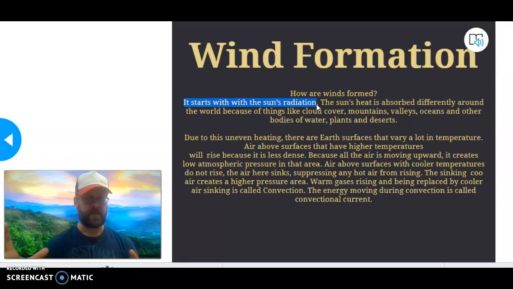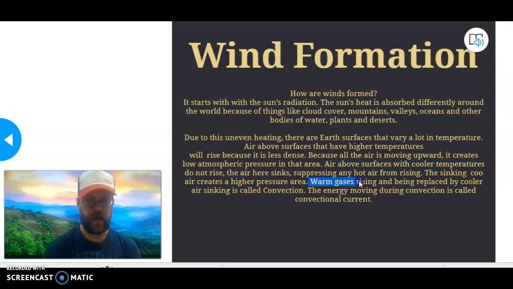And because there's such a giant difference in the pressures around the Earth, we're going to end up with some things called global winds. But even local winds are made in the exact same way. You're going to have different areas, even locally, that are heated differently during the day. And because of that, you're going to have different atmospheric pressures, and therefore you're going to have some winds. Again, air above surfaces with cooler temperatures do not rise. The air here sinks. We know that because hot air rises and cold air sinks.